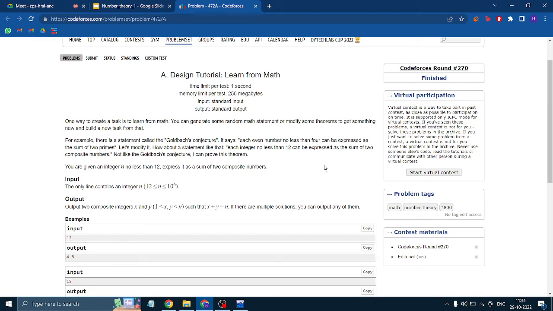Anyone thought of any approach? Yeah, even we can do that. If a number is even, then we can do 2 plus one number is.